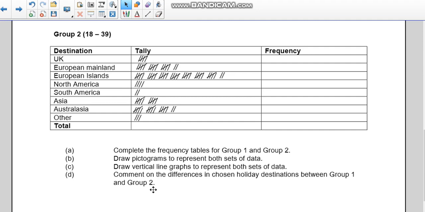So remember what we said about the different pictograms and vertical line graphs. Okay, make sure you include all the things that we spoke about. Okay. So press pause or stop the video, complete that work. When you're ready, press play again and I will go through the answers with you.